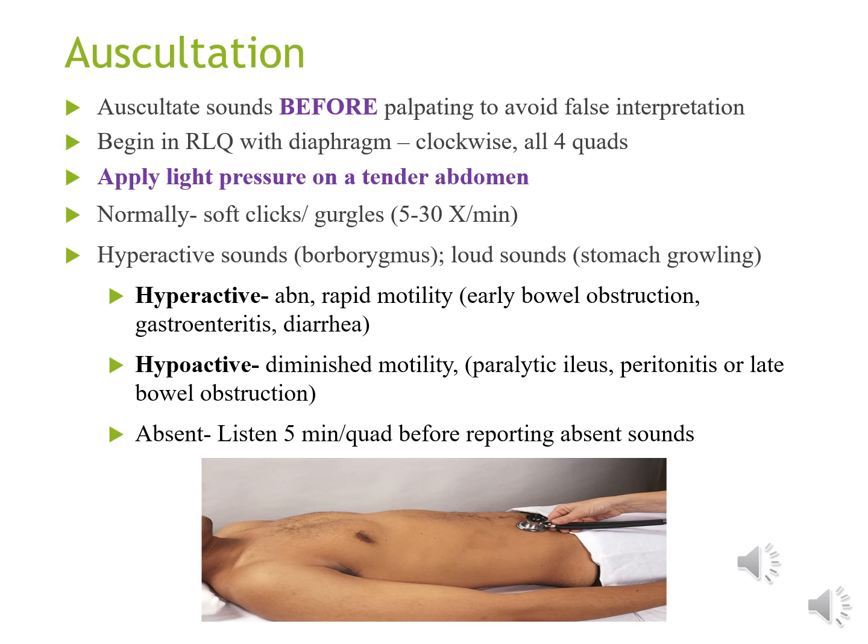Hypoactive bowel sounds are less than 5 per minute. And this we would consider diminished motility, and we see this with paralytic ileus, peritonitis, or late bowel obstruction. We might even see absent bowel sounds with peritonitis. We have to establish the patient has absent bowel sounds over 5 minutes. So you would have to listen in that same quadrant for at least 5 minutes before you can report that there's no bowel sounds in that area.